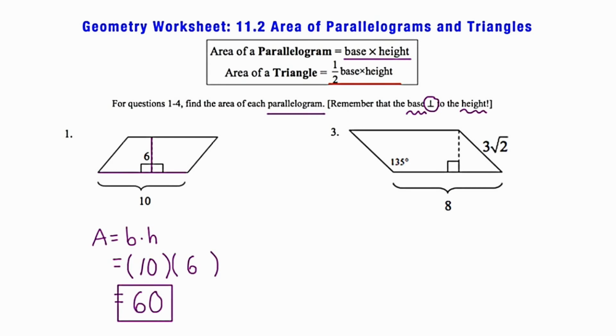Let's move to the second example. In example 3, we're given another parallelogram. So I'm going to start by writing down the formula for finding the area of a parallelogram. Area equals base times height. I've also gone ahead and put blanks in to represent each of those variables. Now, looking at this parallelogram, it's pretty clear that the base is going to be 8. So I'm going to go ahead and insert 8 into the formula.